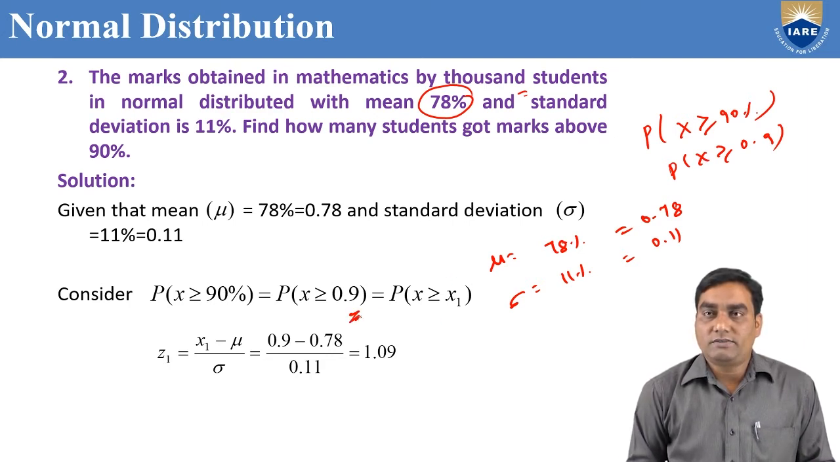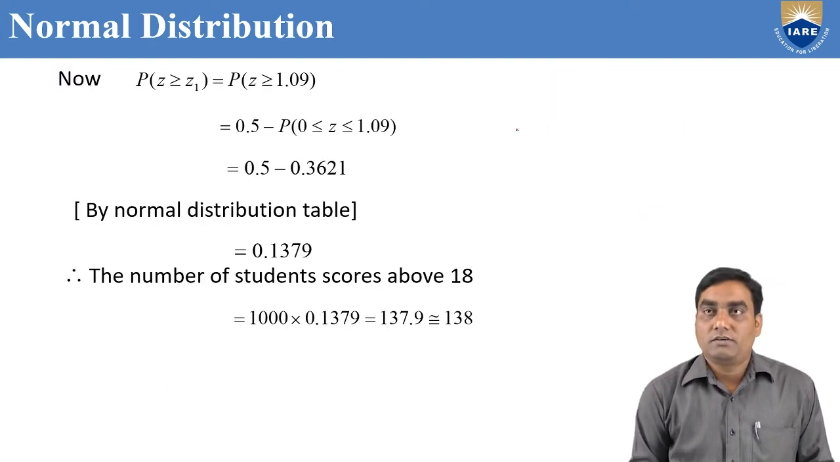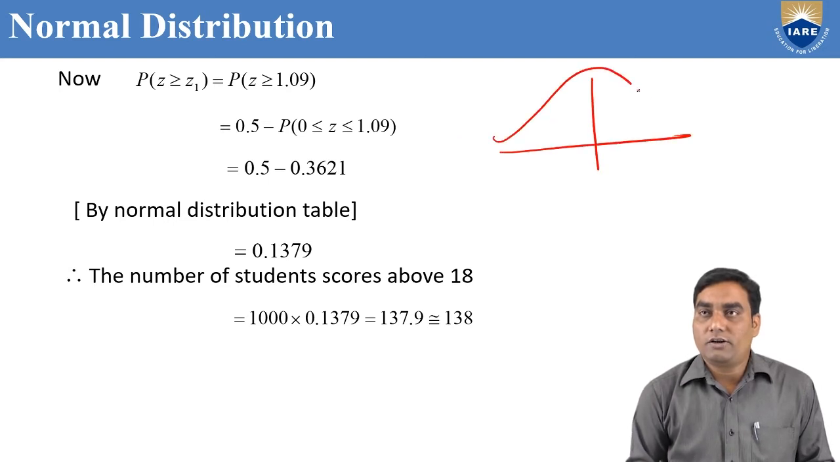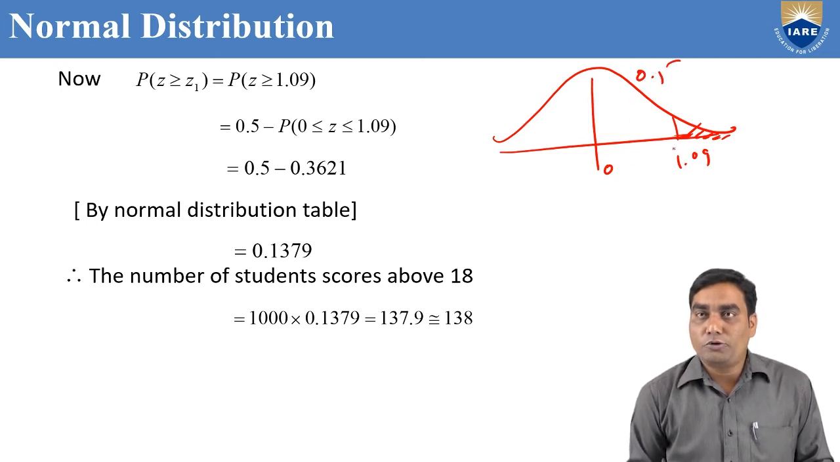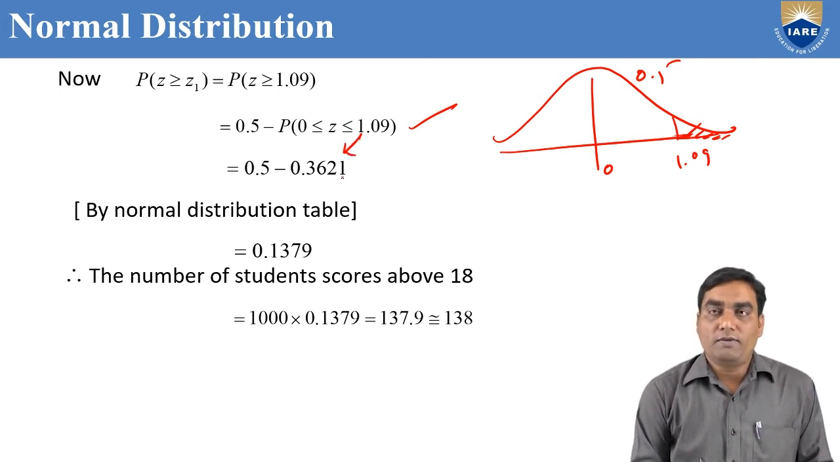So you can calculate this value. This is x1. You can convert it into z1 by using the formula (x1 minus mu) by sigma: 0.9 minus 0.78 by 0.11. We'll get 1.09. So we should find the probability of z greater than or equal to 1.09. Now, how to calculate using the normal curve after getting the z value. This is 0, this is 1.09. Greater than means this one. The right side area we know is 0.5, minus 0 to 1.09, we'll get the required area. The table value for 1.09 is 0.3621, so the area is 0.137.